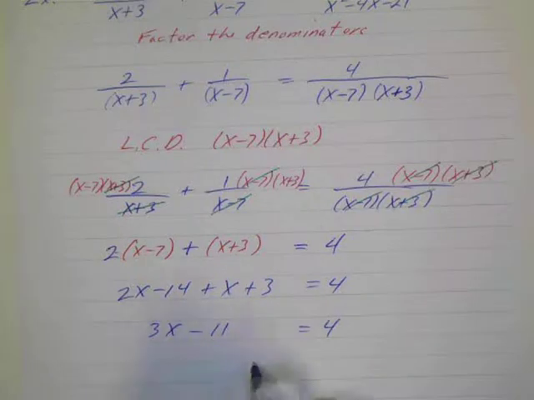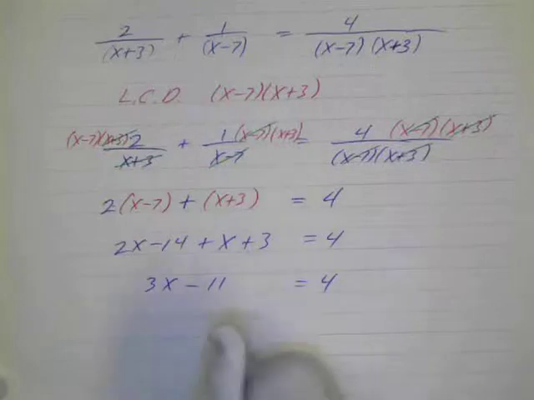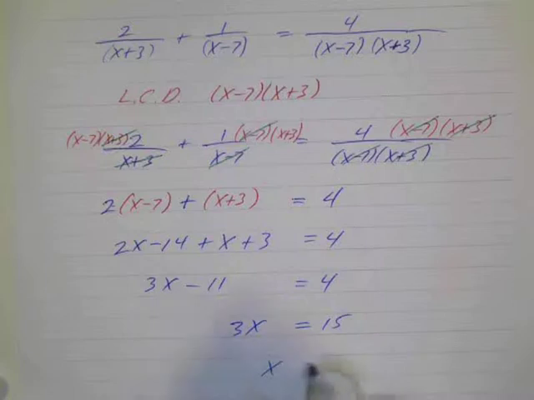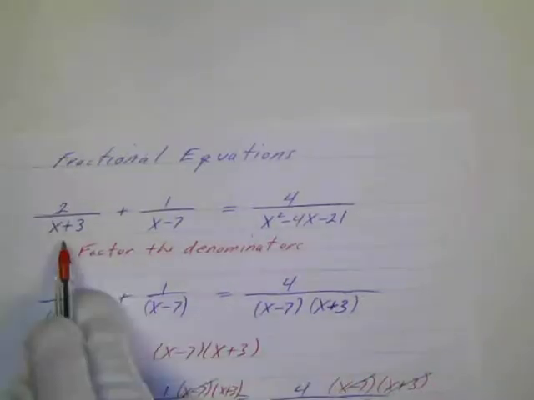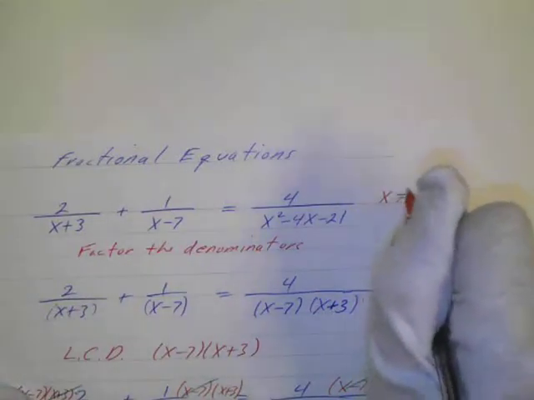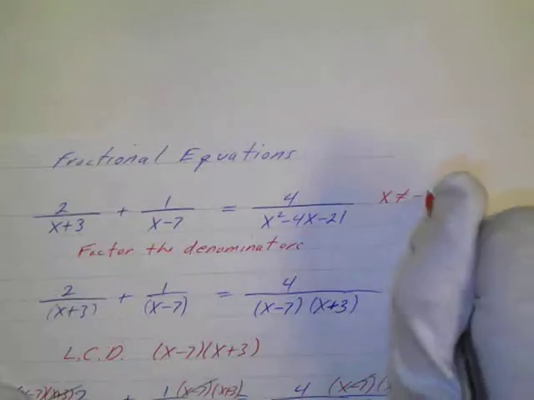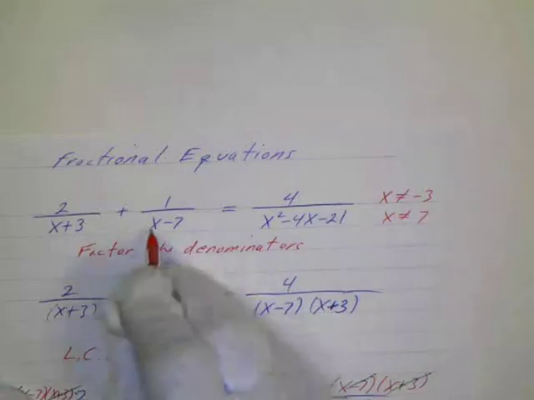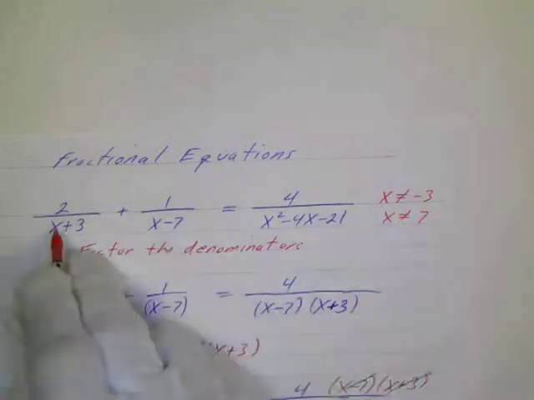Then if I add 11 to both sides, I get 3x equals 15, and if I divide both sides by 3, x equals 5. I almost forgot the restrictions on our domain. We have to go back over here and check, and we know that any value that will make the denominator 0 is a restricted value. We can't have that. It's a no-no. So x cannot equal negative 3, and x cannot equal 7. 7 minus 7 is 0, and negative 3 plus 3 is 0.